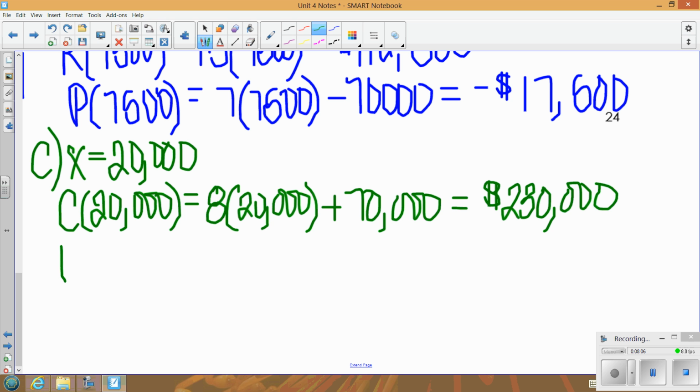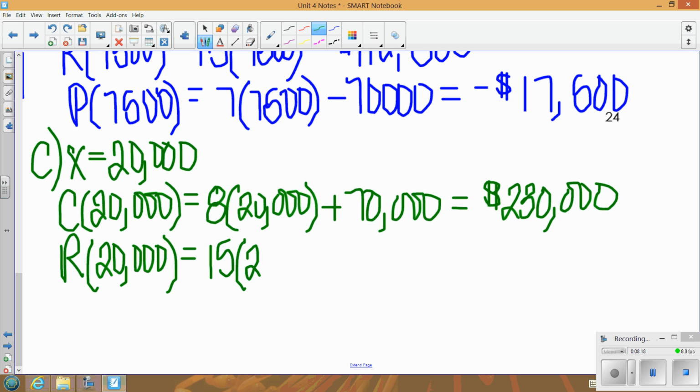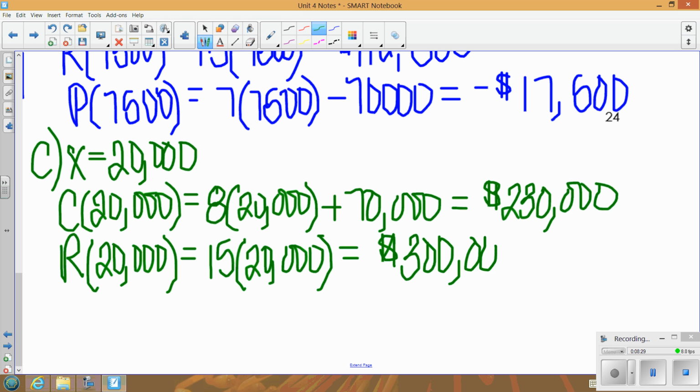And then we're going to look at the revenue. So how much money do they actually make, or how much are they selling these for? So 20,000, we plug it in for x. So $15 per item for the 20,000 items means that they're going to make $300,000, which hopefully you're seeing when you compare these two numbers, that they're actually going to be making more money than what they paid, so their profit should end up being positive.